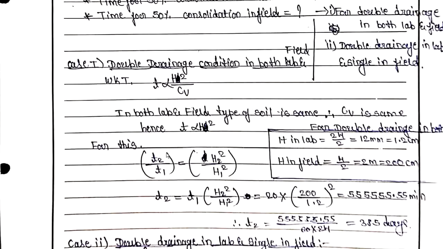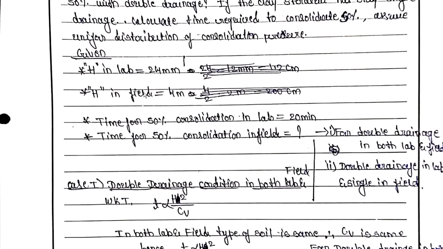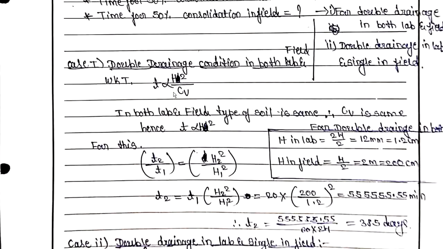So I can say that T2 divided by T1 is equal to H2 square divided by H1 square. What is T2, what is H2, what is T1, what is H1? H1 is the thickness of the layer in the lab, H2 is the thickness of the layer in the field. So H in lab is 24 divided by 2, that is 12 mm, 1.2 centimeter. H in field is 4 meter divided by 2, that is 2 meter, that is 200 centimeter. Just a conversion I have done. So in the first case I am considering double drainage, that is why I am dividing by 2.